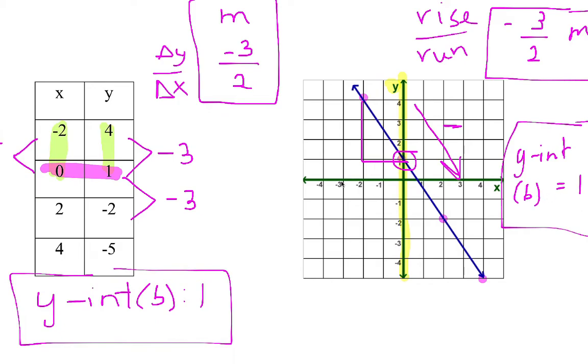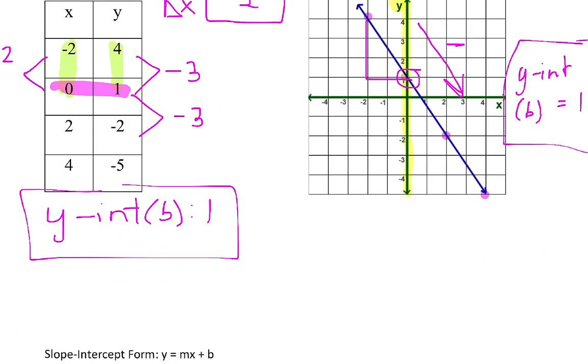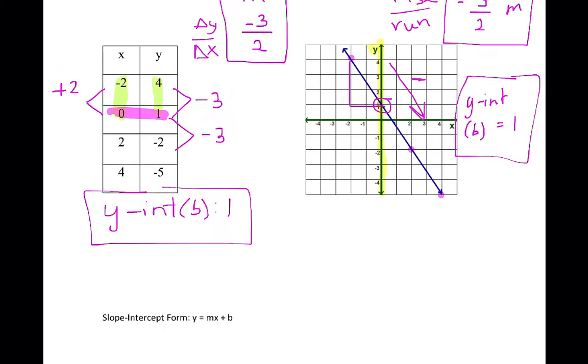All right, so that was just a recap on how to find slope and y-intercept if I'm given a table, and slope and y-intercept if I'm given a graph. Okay, so now that I found my slope and my y-intercept, I'm going to write the equation of this line in slope-intercept form. Remember, that's y equals mx plus b.